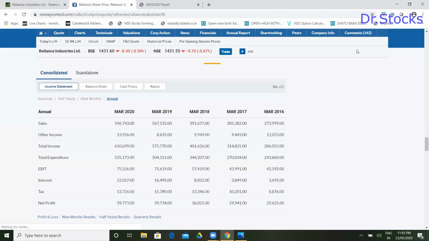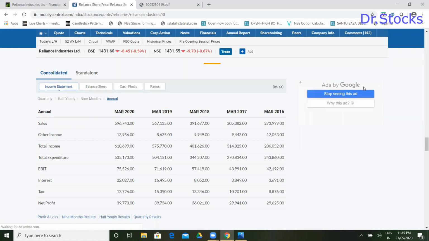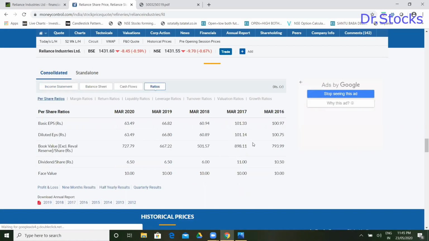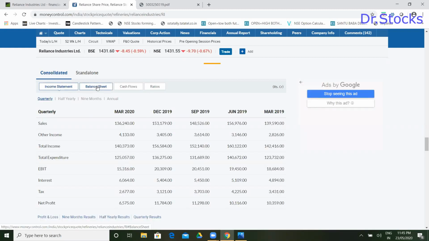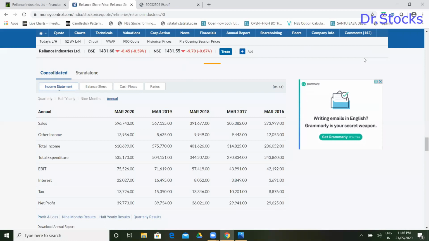Let's check why. We can see that after 2017 there were some issues with Reliance. EPS and book value both decreased after 2017. So what actually happened? Let's check the income statement. Change it to annual and consolidated. Now, with the consolidated view, what is happening? I am seeing all the entities together at this moment. Reliance Industries has a debt of around 1.6 lakh crore.